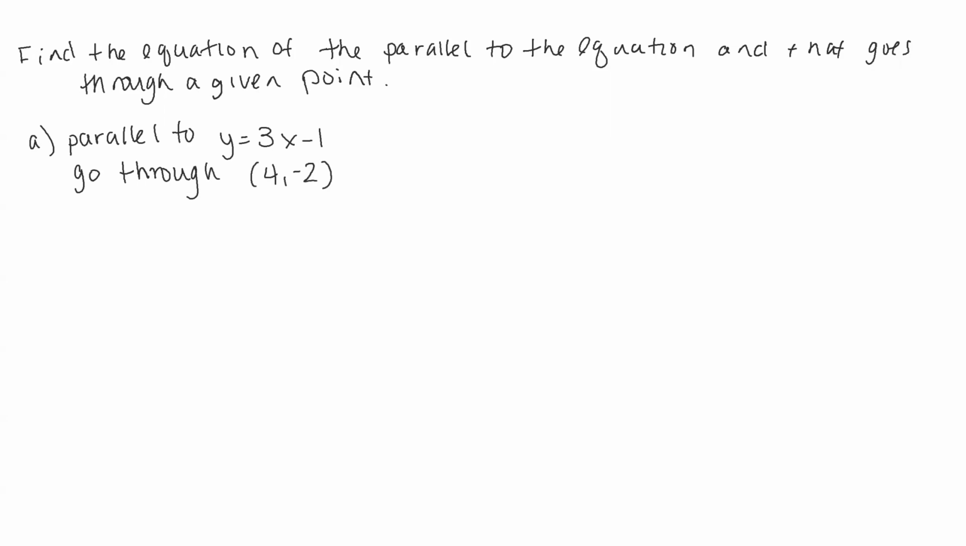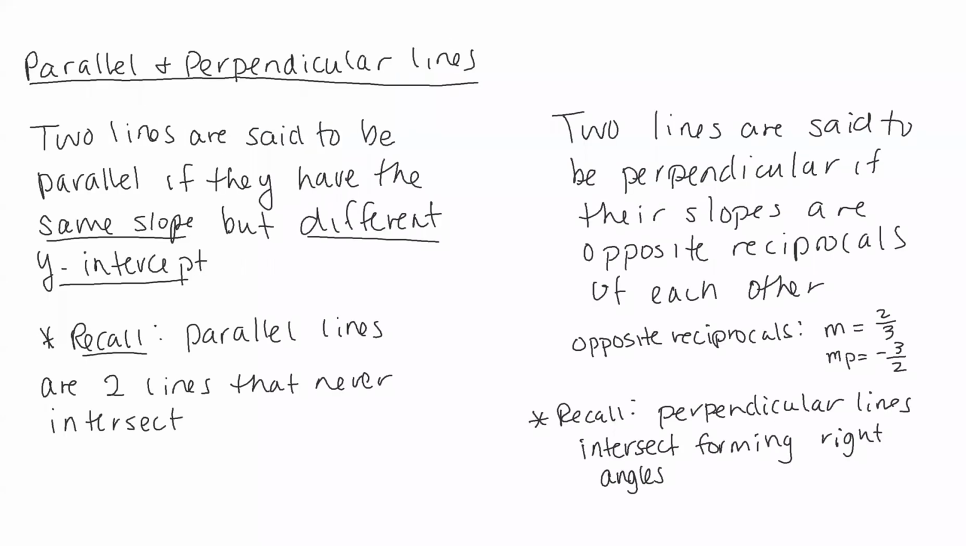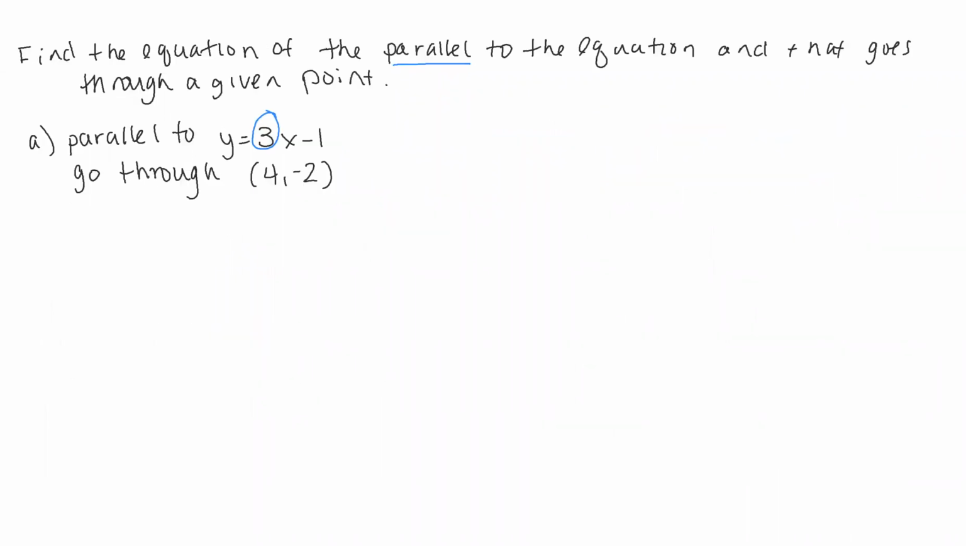Well, here's the deal. We can already see that the slope of the equation given is 3. If we want to be parallel to that equation, we want to have the same slope, different y-intercept, okay? So we're going to go ahead and just steal the slope of 3. But remember, we want to go through the point (4, -2).